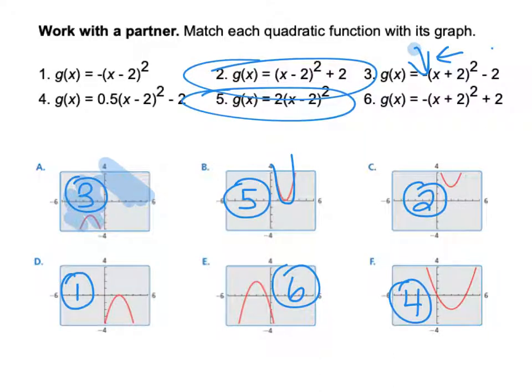Letter D, I said was number 1. It was reflected and it was to the right 2. Letter E, I said was number 6 because it is reflected. It is to the left 2 and it is also up 2. And then letter F was number 4, which is to the right 2 and down 2, and the 0.5 made it a little bit wider.